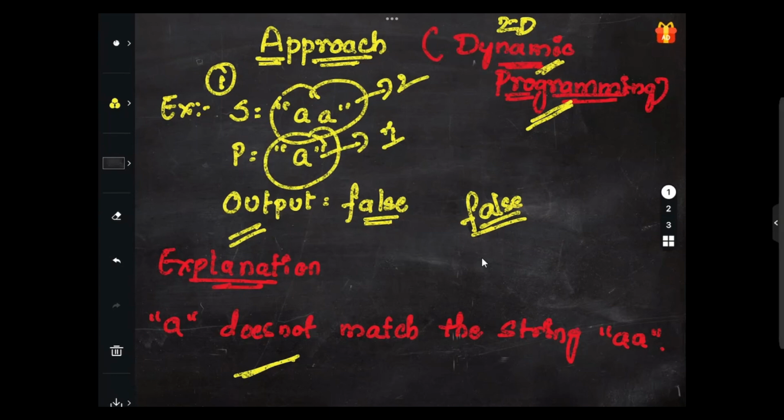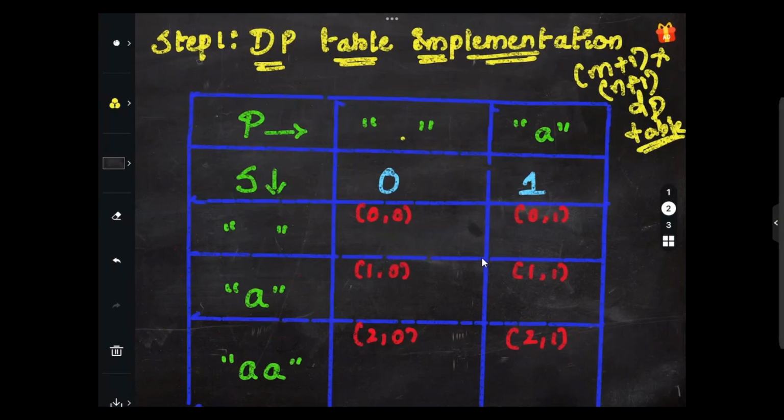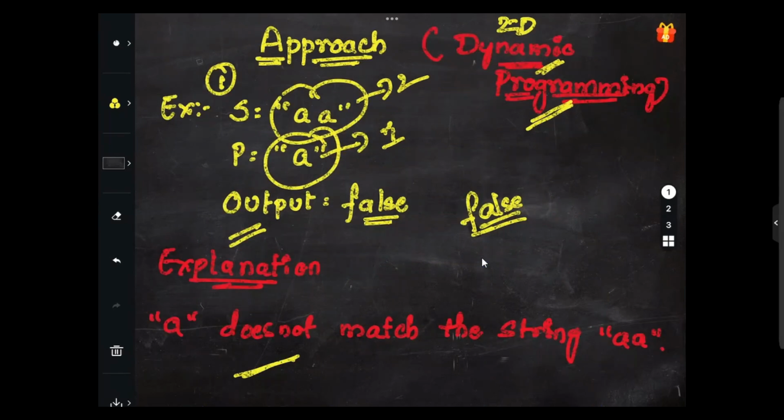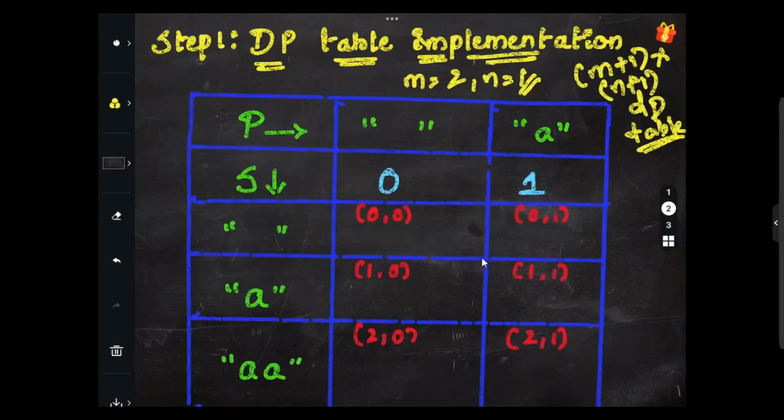We have only one character in the pattern, right? I hope this is clear. In this case, m is s.length, which is 2, and n equals 1, the length of the pattern. dp of i j will store true if the substring matches the pattern. If m matches n, then the dp table will return true. This we have to keep in mind.